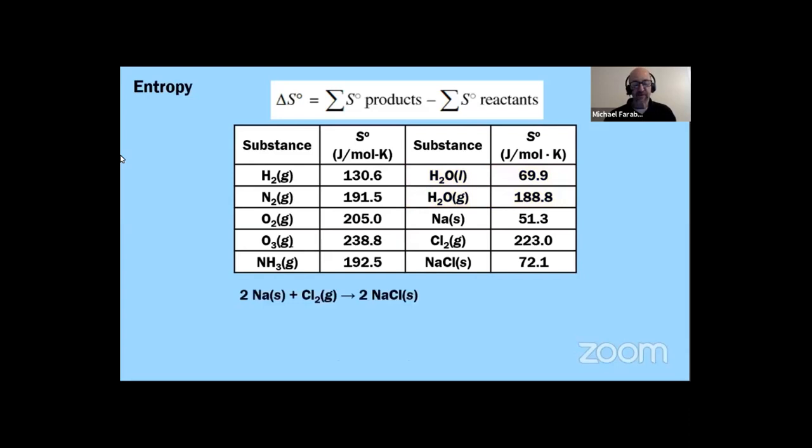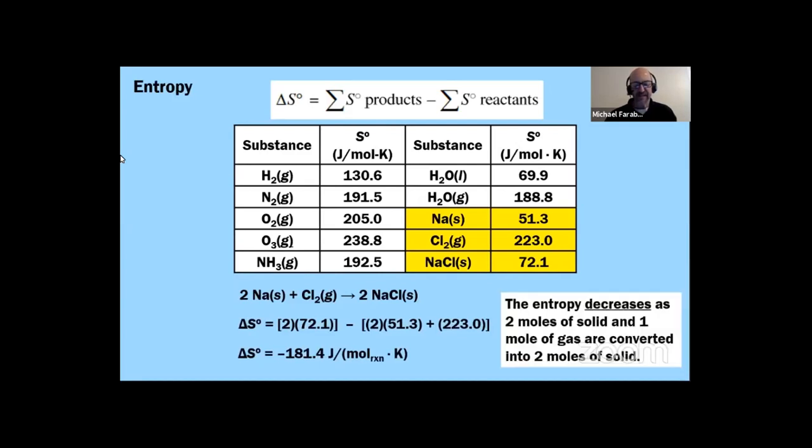Here we have 2 moles of solid sodium reacting with 1 mole of gaseous chlorine to produce 2 moles of solid sodium chloride. So think about whether that entropy should increase or decrease and whether the sign of delta S should be positive or negative. So we'll take 2 times the number for NaCl minus 2 times the number for sodium plus the number for chlorine. So we're starting with 2 moles of solid and 1 mole of gas, and we're ending with 2 moles of solid. So hopefully your prediction came true and the delta S is negative.